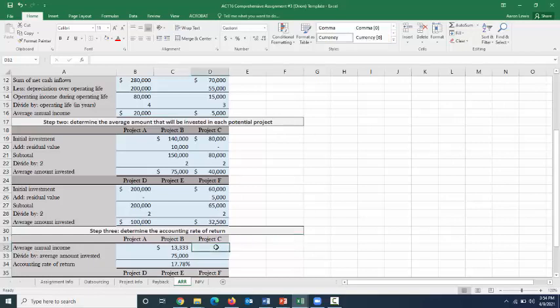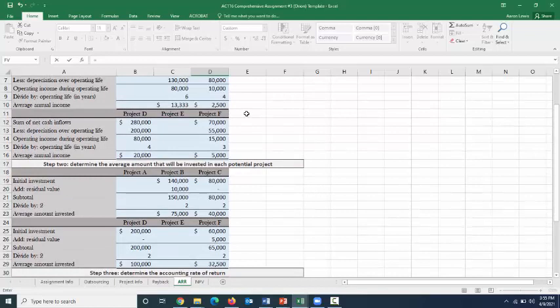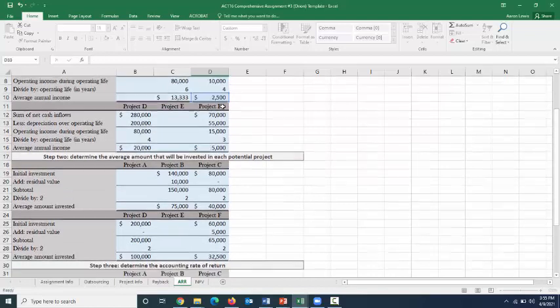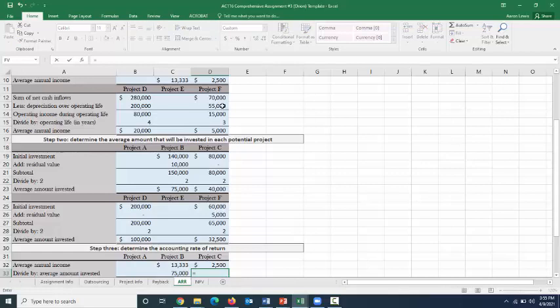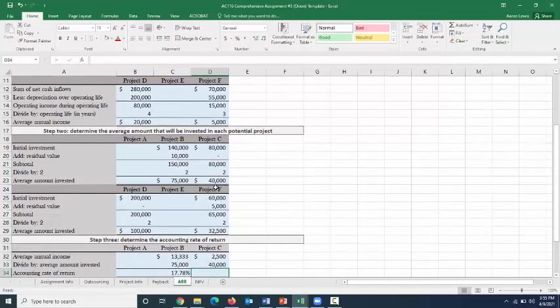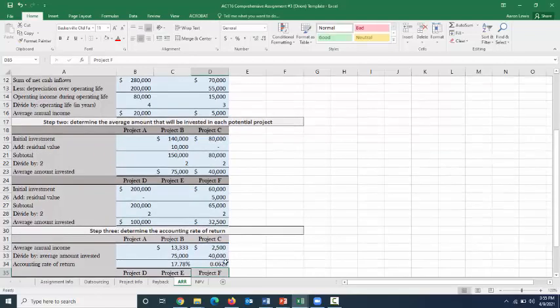For project C, that project's average annual income was $2,500. We're going to divide that by the average amount invested, which in project C is $40,000, and $2,500 divided by 40,000 comes out to be, in percentage, 6.25%. So project C in any given year is going to return about 6.25% of what we have tied up in it at that given time.